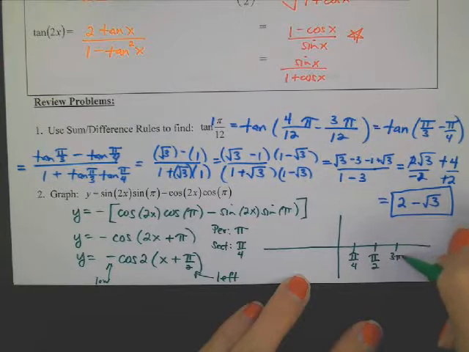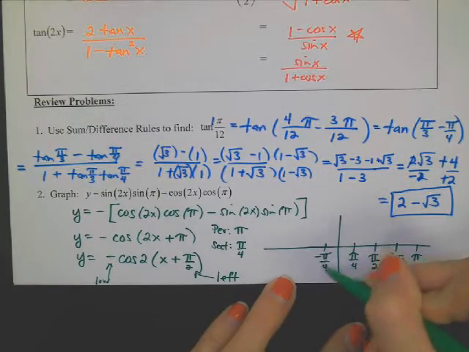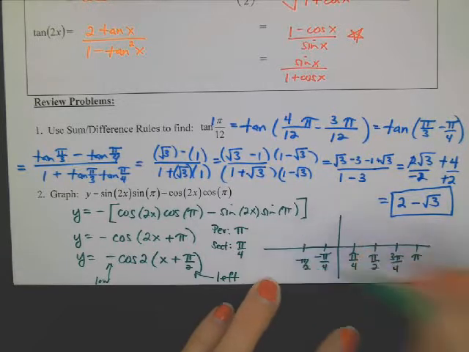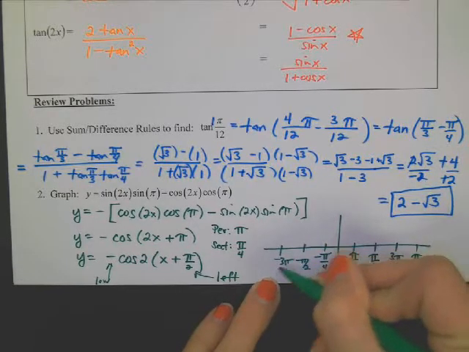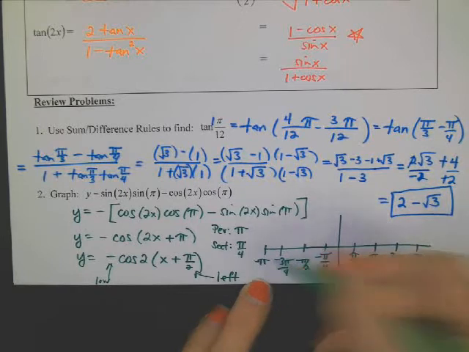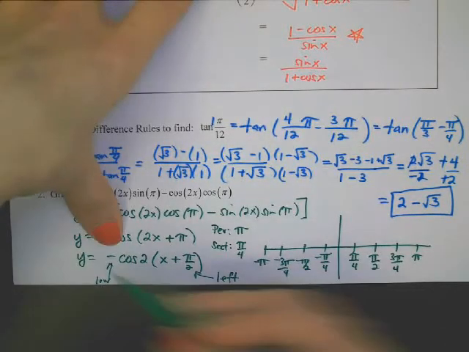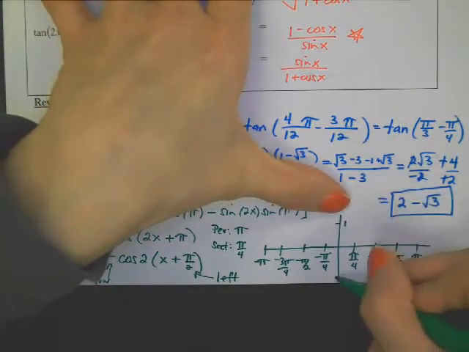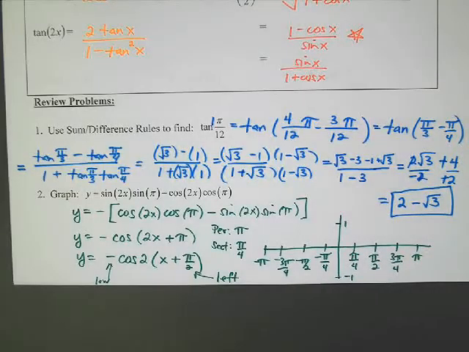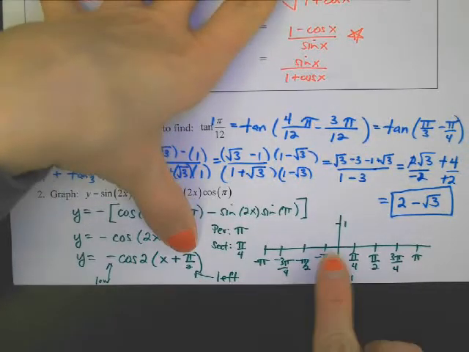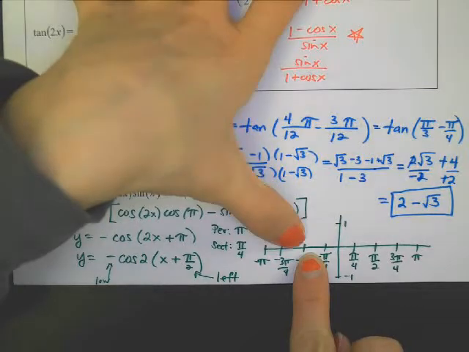2 over 4, 3 over 4, 4 over 4. Let's label the negative ones. Negative 3 over 4, negative pi. The amplitude is 1. Okay, so we're good with that. 1 and negative 1. And let's start to the left, pi over 2.